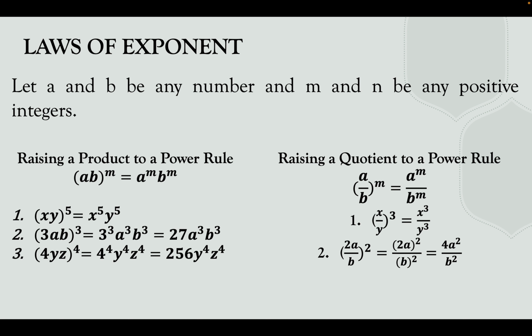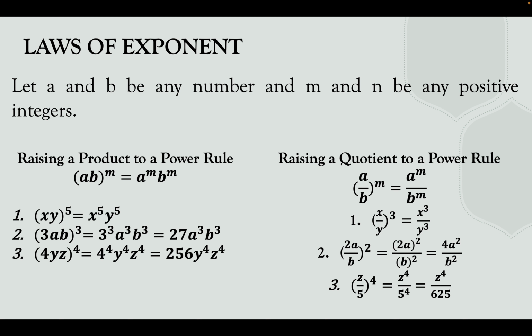2a over b raised to 2. So we have 2a raised to 2 over b raised to 2. So 2 raised to 2 is 4 and a raised to 2 is a raised to 2. So we have the numerator 4a squared and the denominator b squared. So 4a squared over b squared.